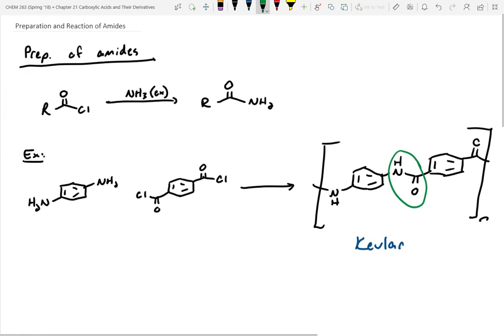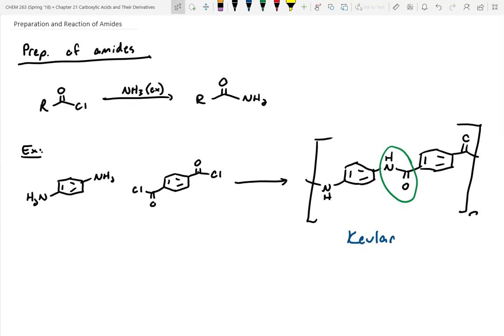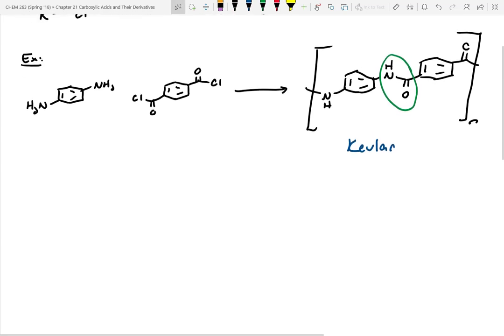One of the big problems they had with the first generation of bulletproof materials was it was quite literally made of steel. Soldiers don't like wearing steel because it's very uncomfortable, it's heavy. They would take off those steel plates and expose themselves. So this is much, much safer for everybody. All right, so let's take a look at some reactions of amides.